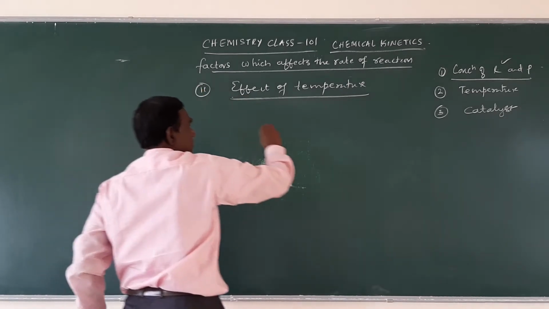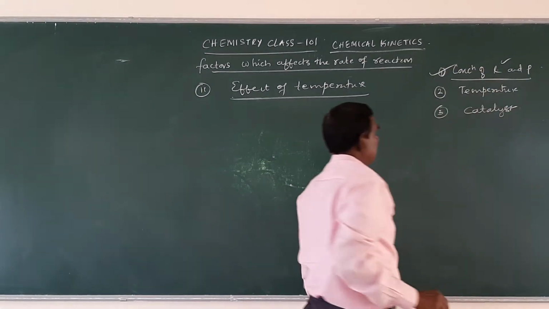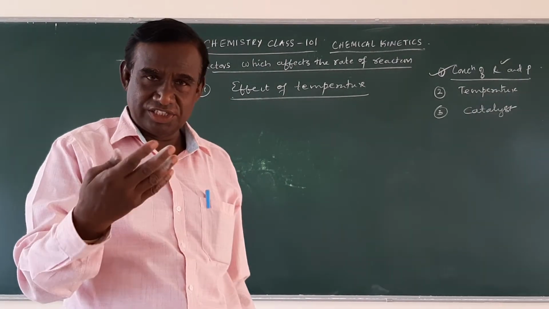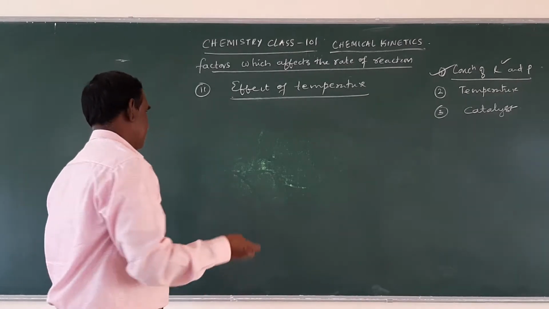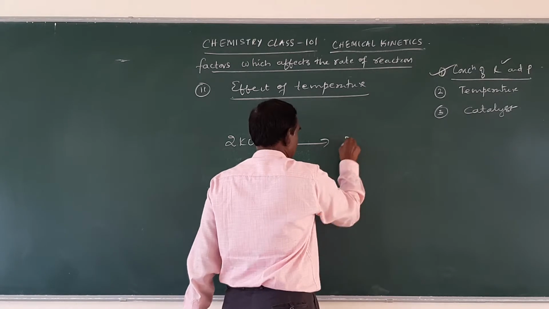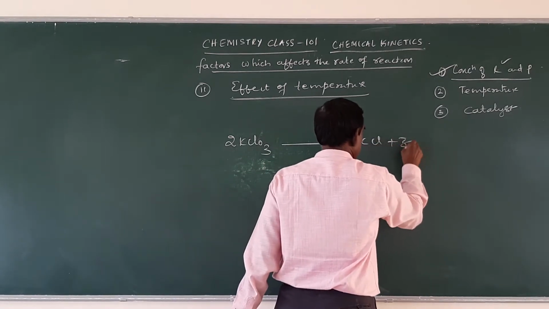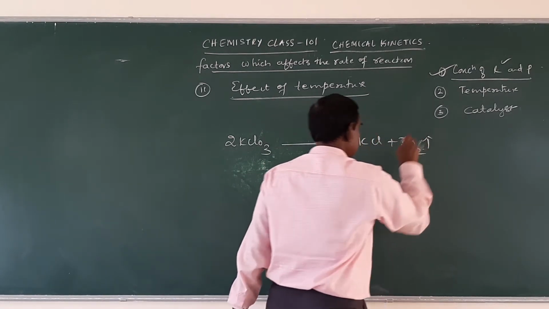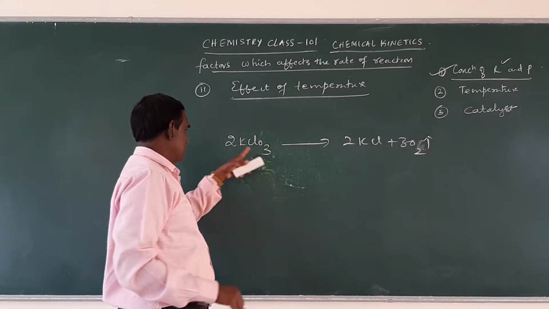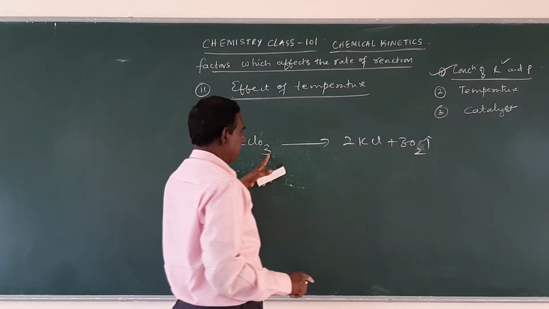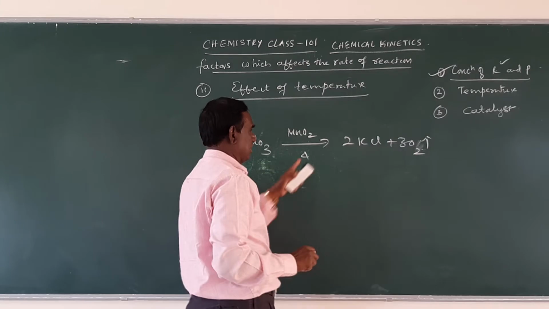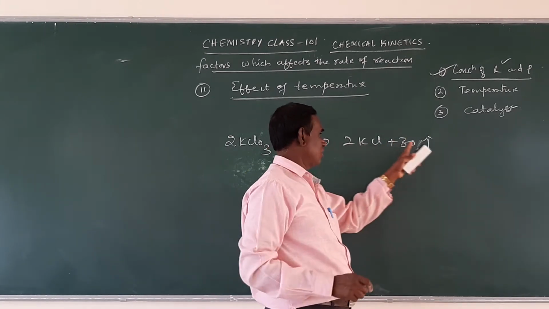Second factor. We know that the rate of a chemical reaction increases with increasing temperature. For example, 2 KClO3 gives rise to 2 KCl plus 3O2. The laboratory preparation of oxygen takes place by the decomposition of potassium chlorate, with manganese dioxide as catalyst.